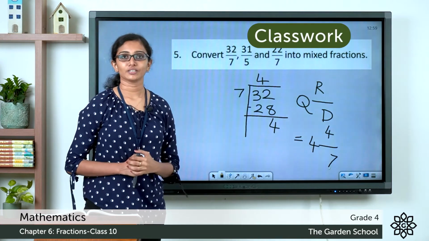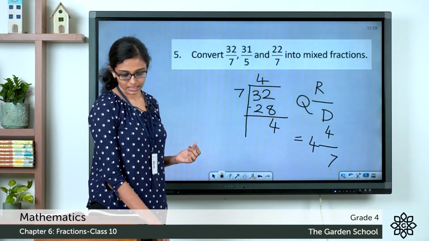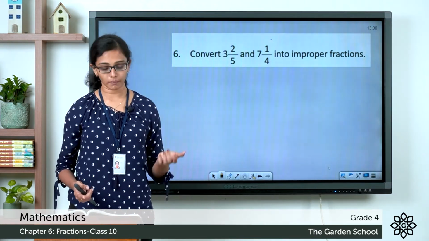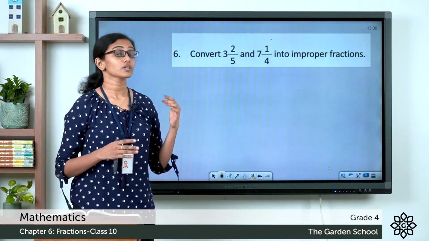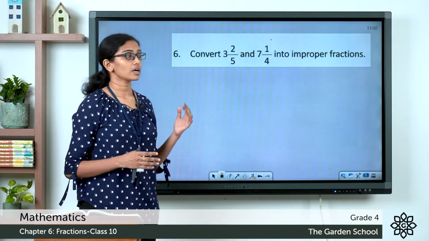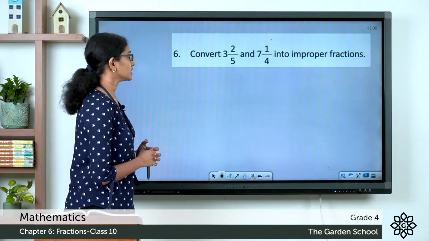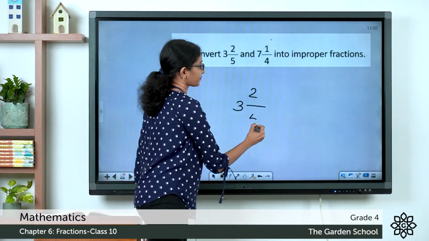Similarly, complete the other 2 questions. You can do that in your notebook. Now question 6. Convert 3 2 by 5 and 7 1 by 4 into improper fractions. In this question, you are given a couple of mixed fractions. You are asked to convert them into improper fractions. Let's see the first question. The first question is 3 2 by 5.